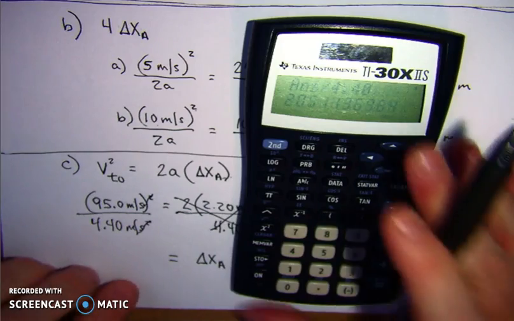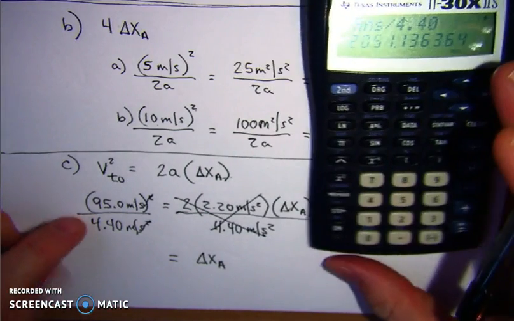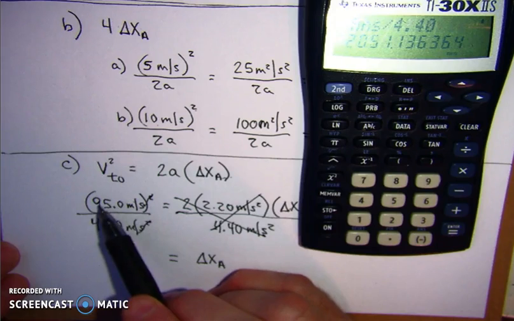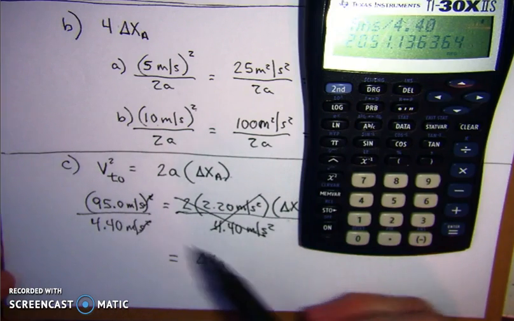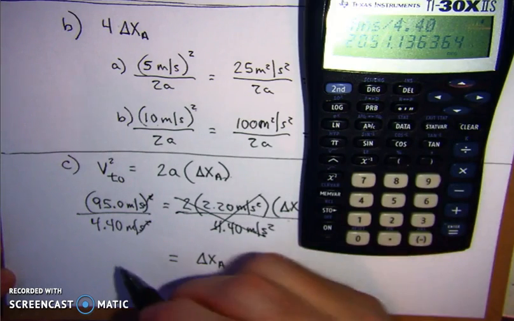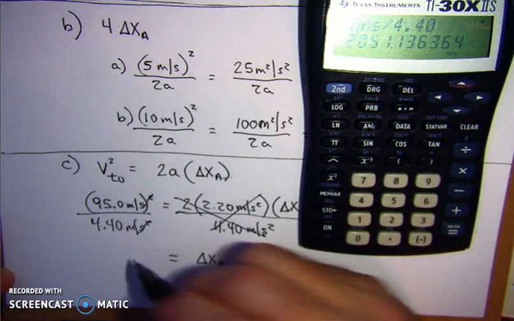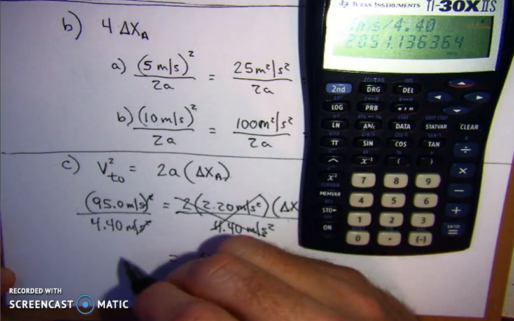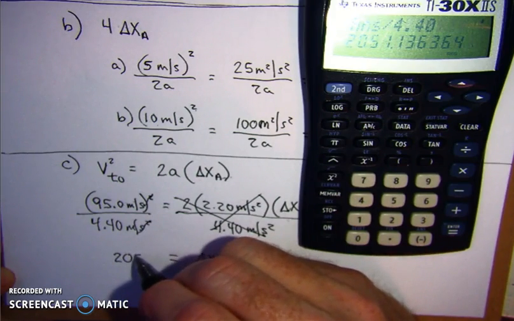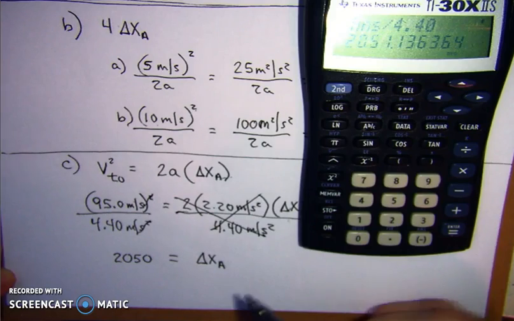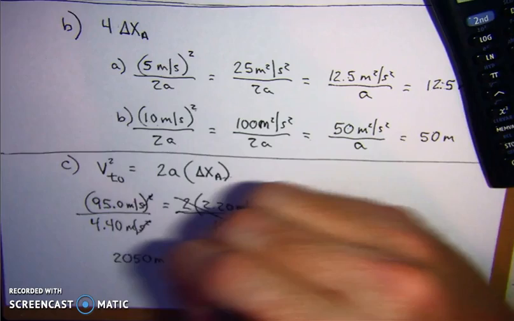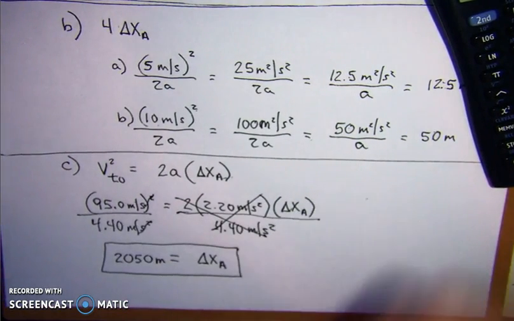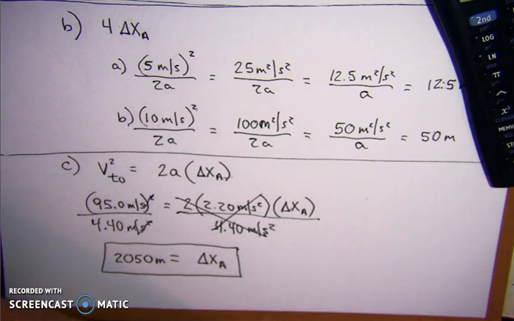Okay, and if I look really closely, I have 3 sig figs on my numbers. I have 3 sig figs here. I have 3 sig figs here. So technically the answer should be 2,050. But if you put 2,051, I would not take off on a worksheet. 2,050 meters. And that's our distance for the runway on part C. The minimum distance it has to be.